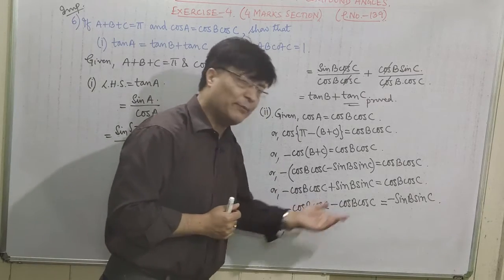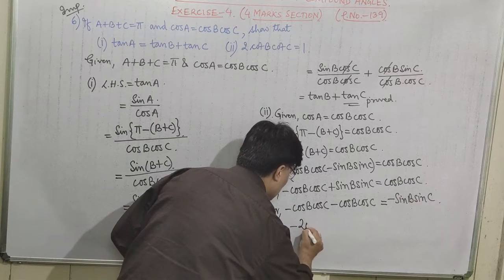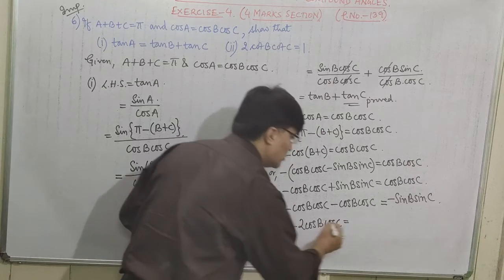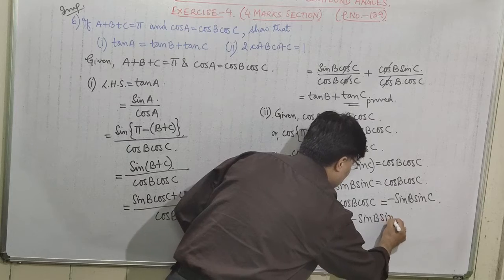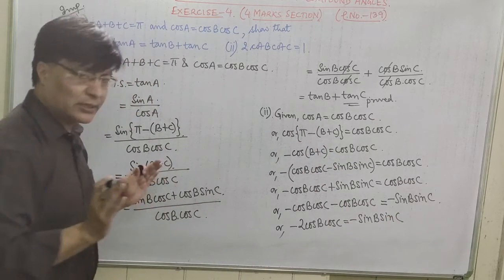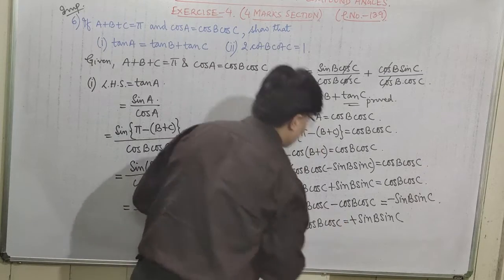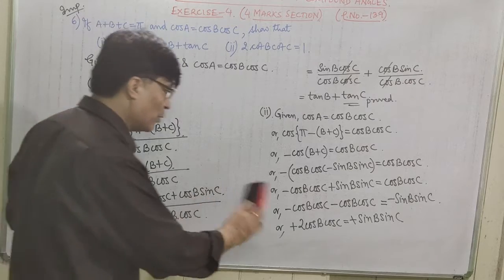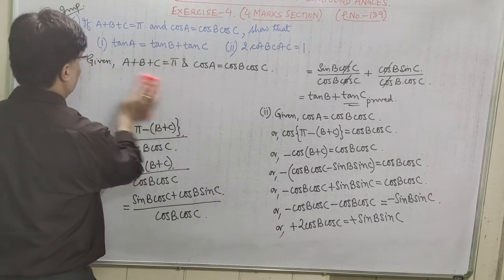These are the same expression and same sign. You can add them. So it is minus 2 cos B cos C is equal to minus sin B sin C. Is it clear now? So from both the sides you can cancel this minus sign. Minus sign is cancelled.